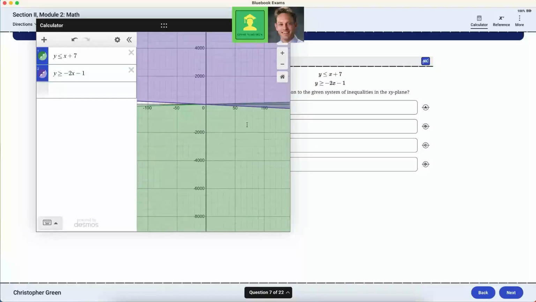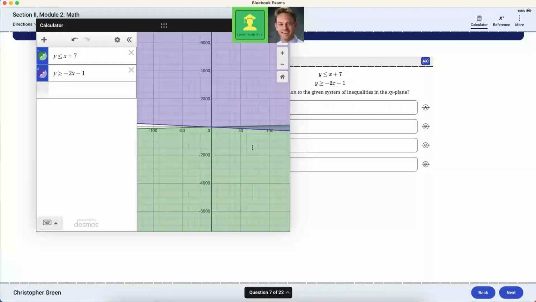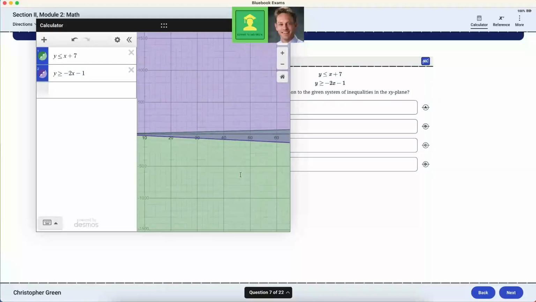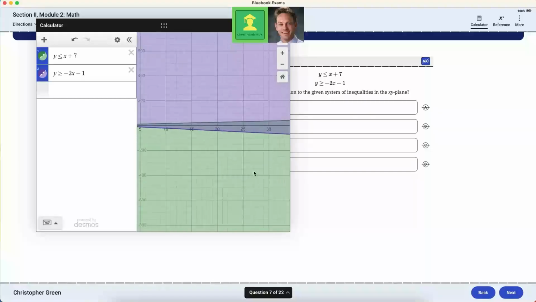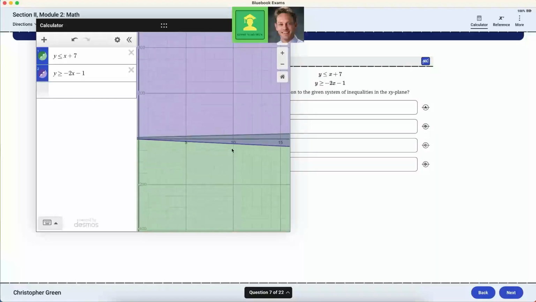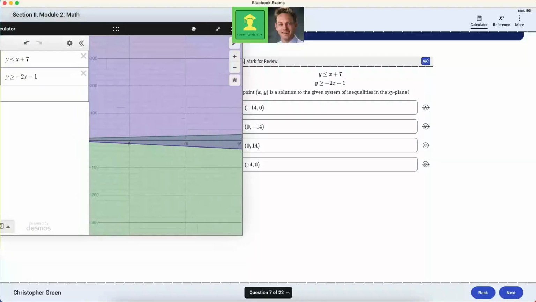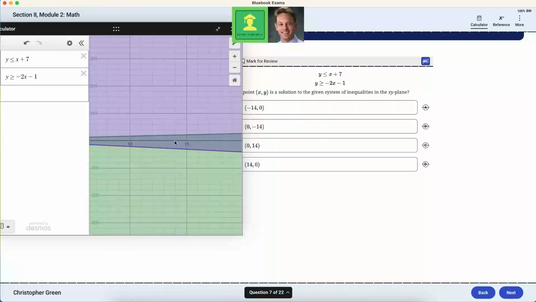The overlap of the colors, so the purple color and the green color both being true, represents the solution space to this. So the answer is in this wedge down in here, which I'm going to guess is only one answer. Sure, it must be 14, 0, because that's obviously on the x-axis, in this wedge pocket.